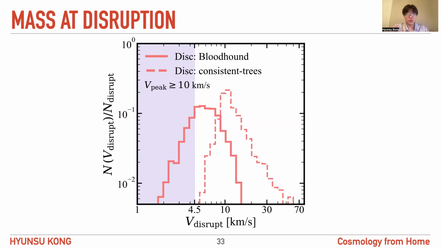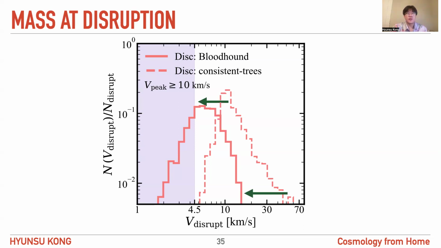The same distribution of disruption mass from Bloodhound sees a significant shift towards smaller masses, with the peak of the distribution telling us that a typical disrupted subhalo now disrupts near the mass resolution of the simulation, and also the most massive disrupted subhalos disrupt at much smaller and more reasonable masses.